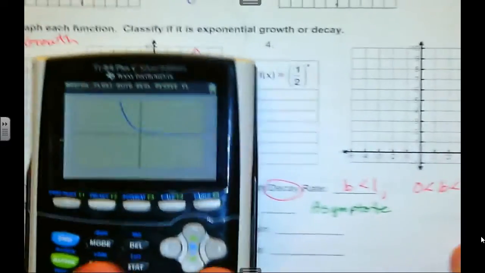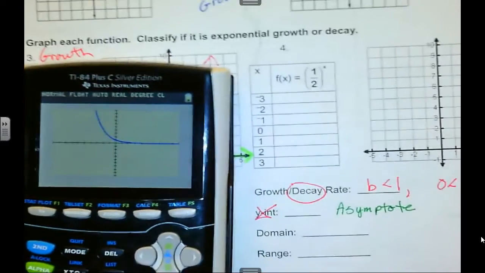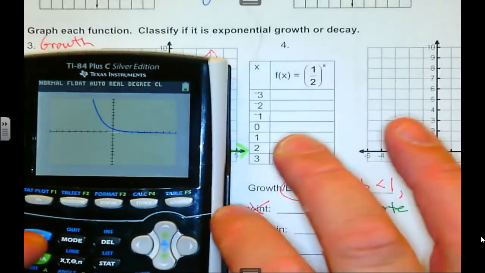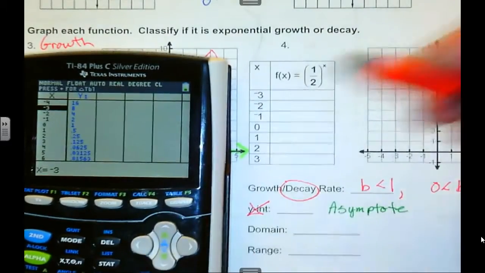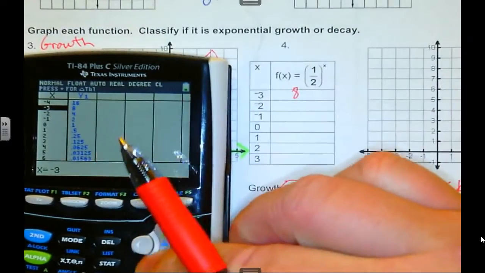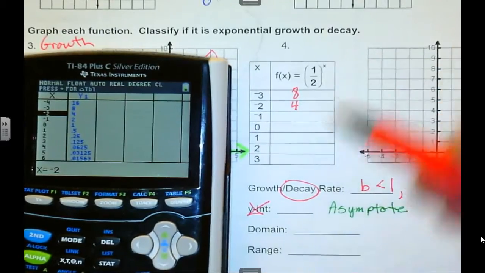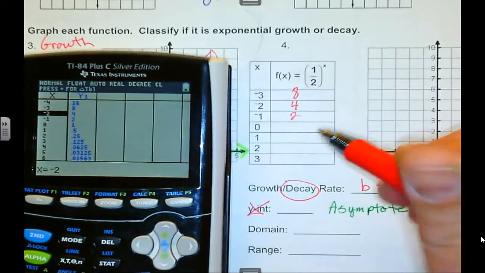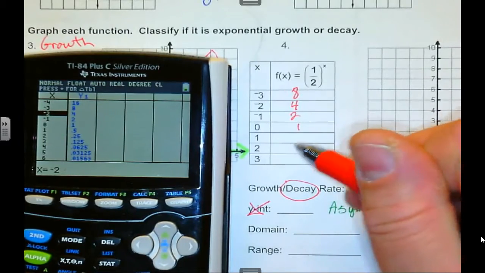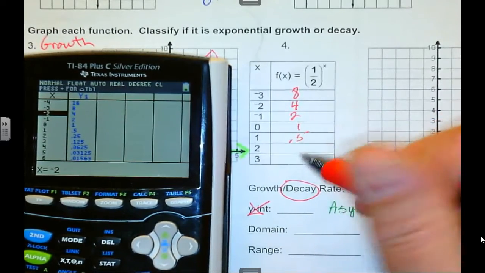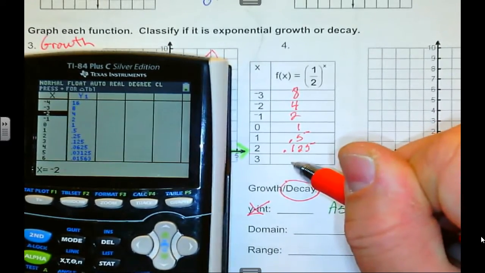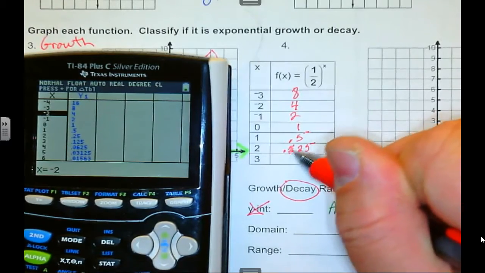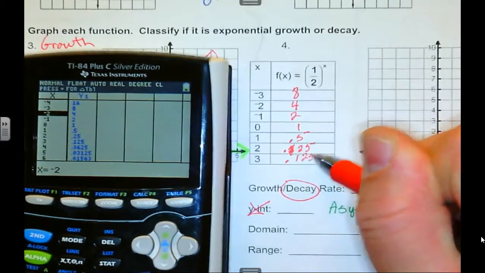I'm going to get some points. Let's see, I need -3. Wonderful. -2, -1, 0, 1, 2. 1/2 to the 2 is 0.25, and 3 is 0.125. That's a quarter, that's an eighth.